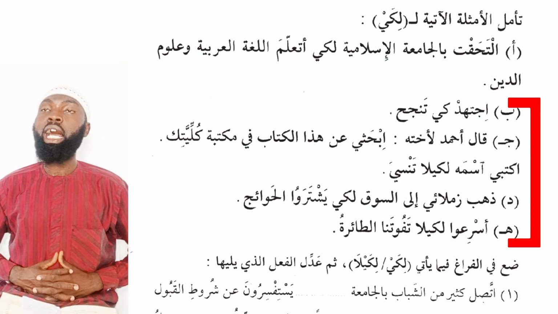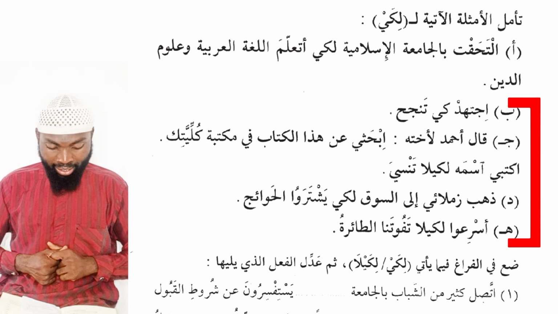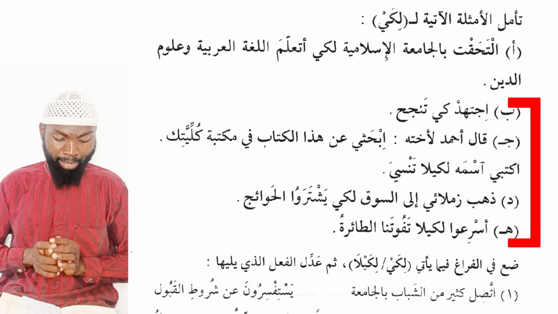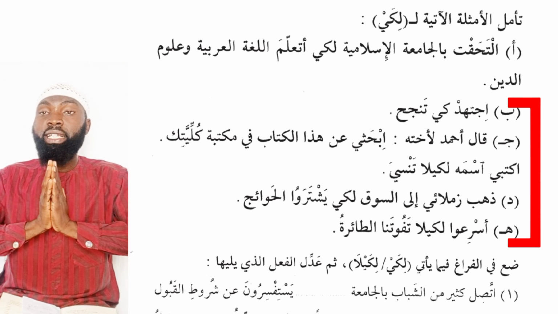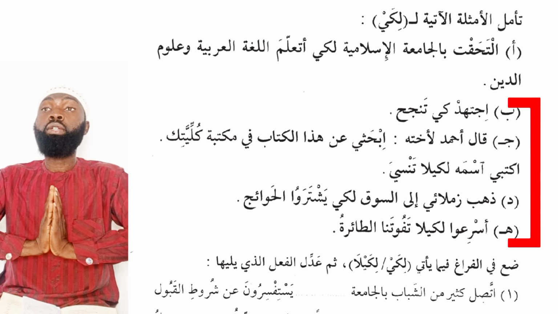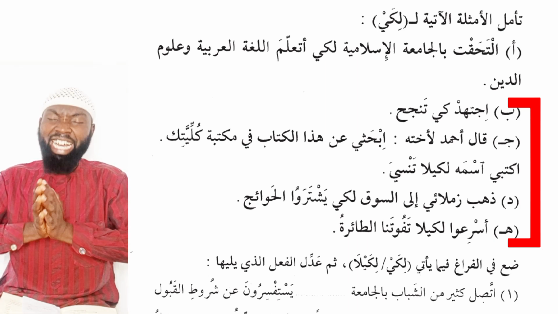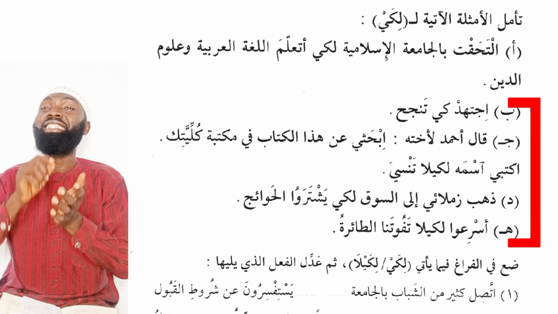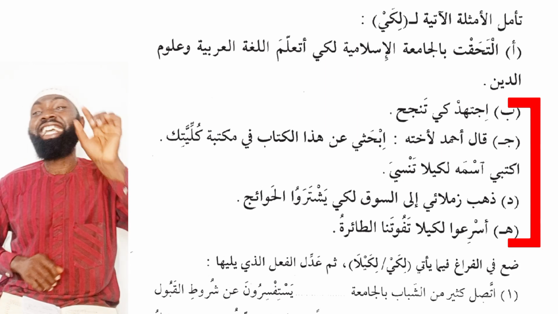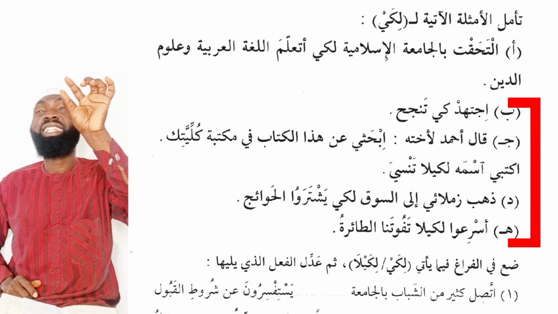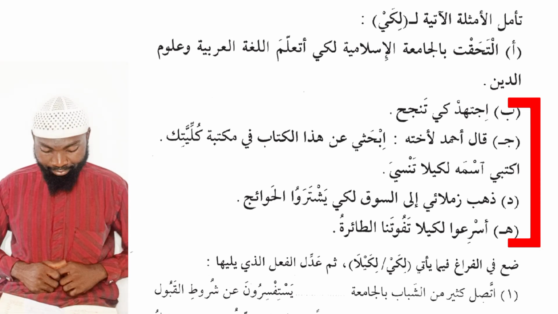Jim, we have: Ahmad said to his sister, "Search for this book in your school library. Write the name down in order not to forget." So tansa is ending with a weak letter. That is why the fatha cannot be shown on the weak letter. It is muqaddar, it is hidden.